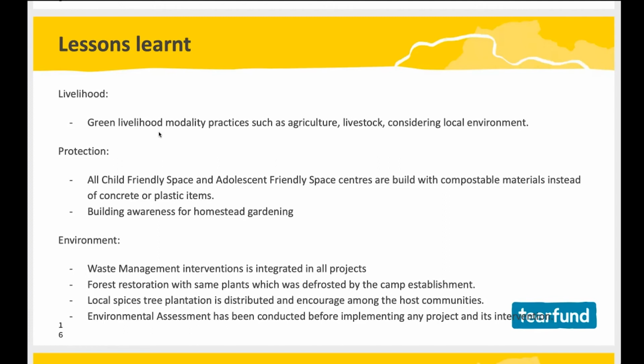Recently, we have also done an environmental assessment to get feedback from the beneficiaries on what they are suffering and how they can adopt more environmentally friendly activities. Based on that assessment, all the recommendations we received from beneficiaries we have already incorporated across all of the projects. Next slide.